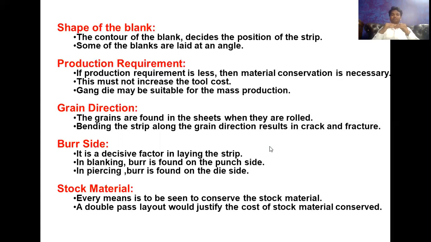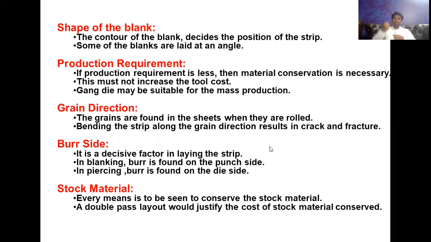If it is performed parallel to the direction of the grains, how smoothly it is bent, we have seen in the class. Burr side is a decisive factor in laying the strip. In blanking, burr is found on the punch side, whereas in piercing, the burr is found on the die side.